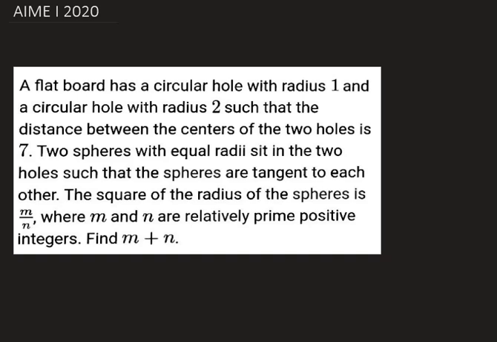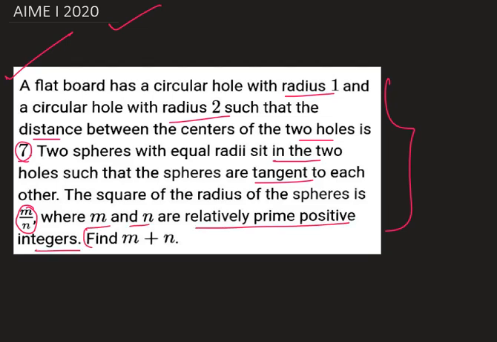Hello, today we are going to solve one numerical problem of AIME 1 2020. In this problem, we are told that a flat board has a circular hole with radius 1 and a circular hole with radius 2, such that the distance between the centers of the two holes is 7, and two spheres with equal radius sit in the two holes such that the spheres are tangent to each other. Now, the square of the radius of the sphere is denoted by m/n, where m and n are relatively prime positive integers, and we need to find the value of m plus n.